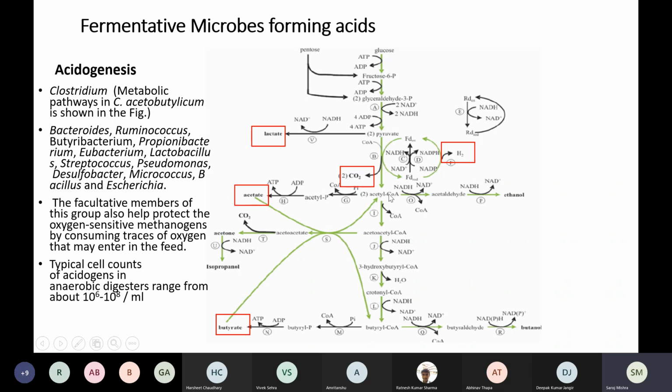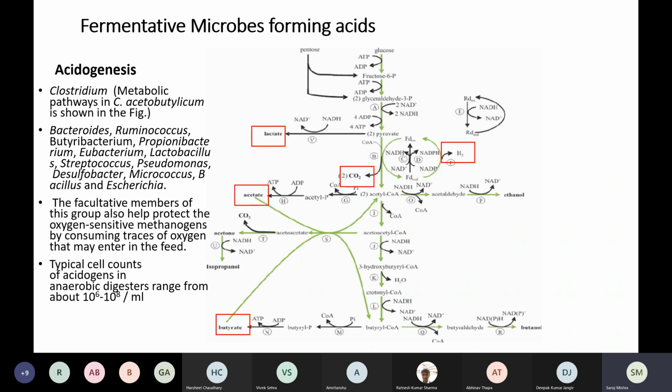Now acetyl coenzyme A, for example, can also go through reduction to acetaldehyde and finally to ethanol. Or acetyl coenzyme A can undergo a series of reduction oxidation steps to give rise to butyryl coenzyme A, and you can get either butanol or you can get butyrate, which is a short chain fatty acid.